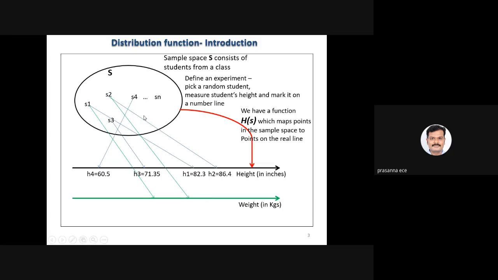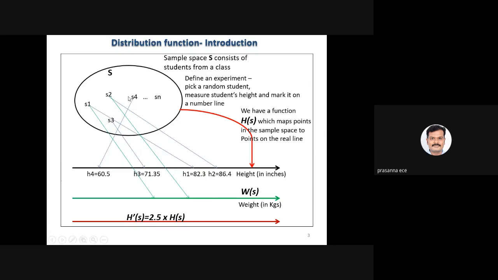The name of the student is just a quality, so we associate a number with the student by following certain rules. The first rule was to measure the height of the student and associate that number with him. In the second case, we associated weight as the number for each student. Similarly, we also defined height in centimeters. These are different methods or rules that we followed to associate numbers with the outcomes of a random experiment.